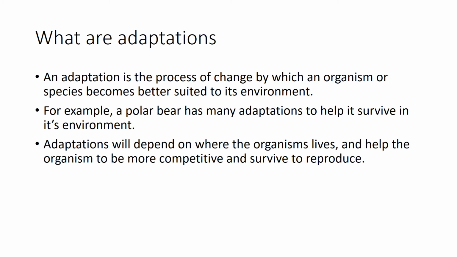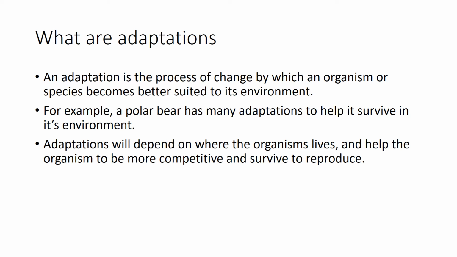Now, an adaptation is the process of change by which an organism or species becomes better suited for its environment. So it's any kind of feature that will help an organism to survive. Now, often the examples are things like plants and animals, but this can also apply to things like bacteria and other single-celled organisms. But for the most part, we'll be focusing on animals and plants. So what things have they got that help them survive in their environment?